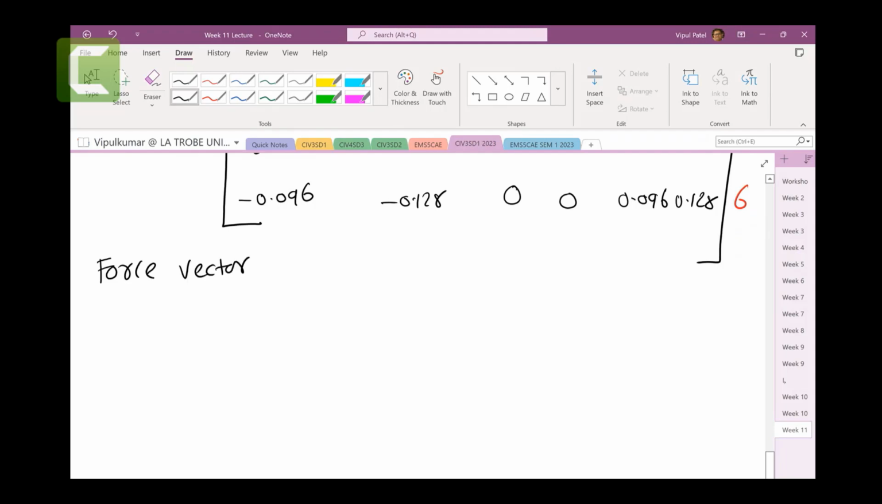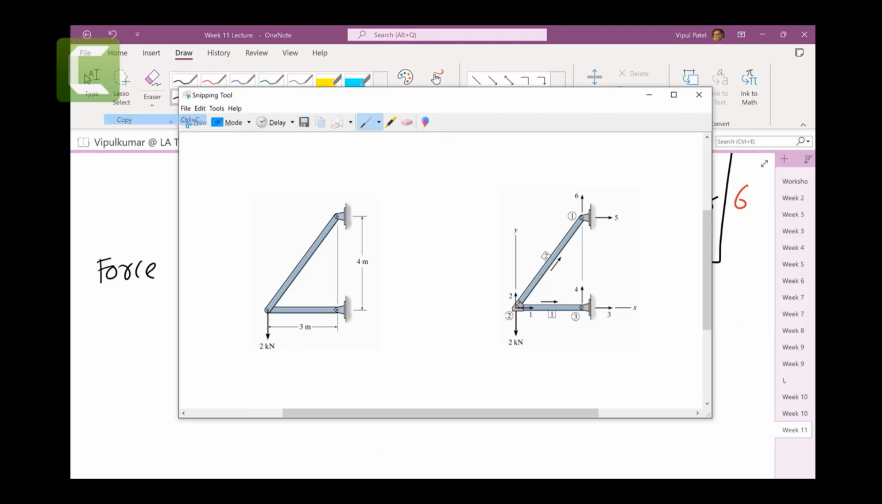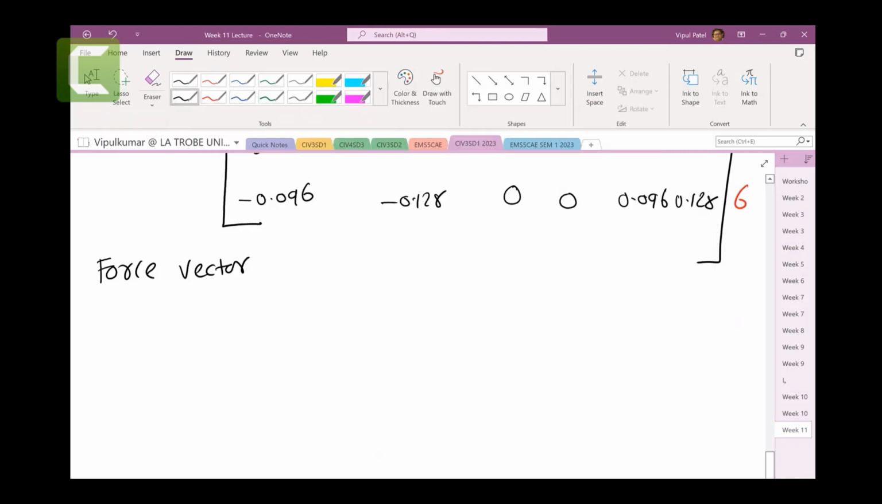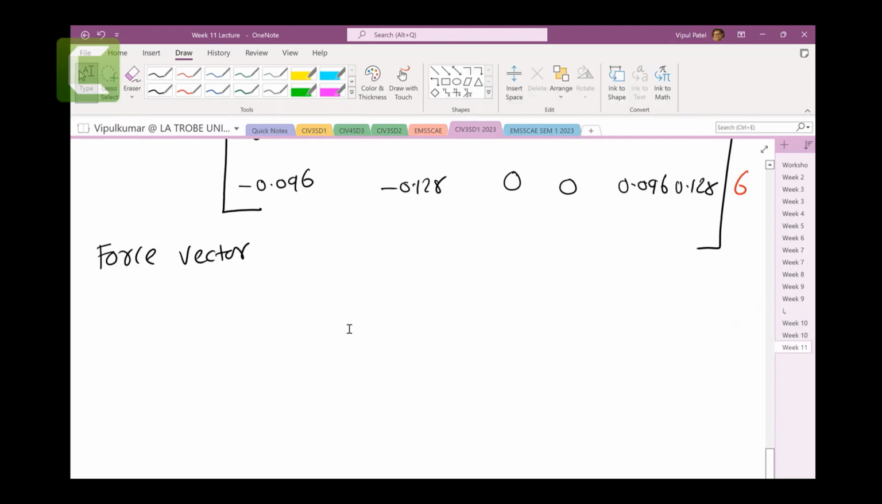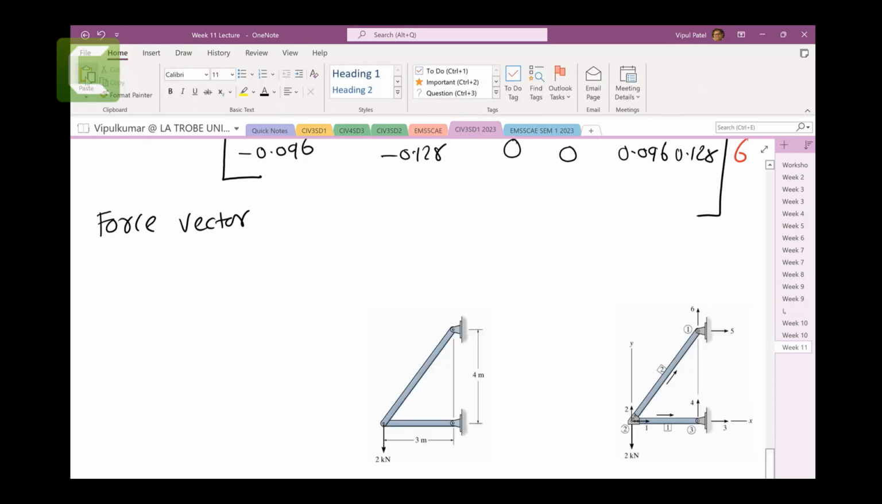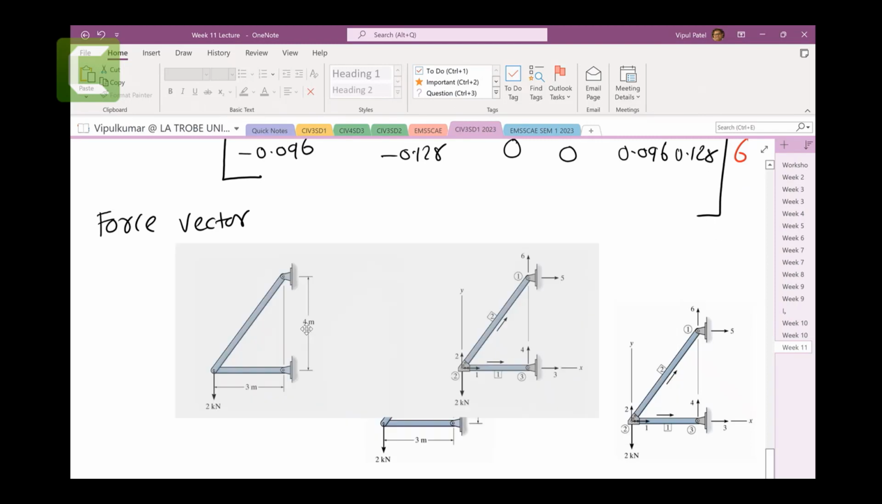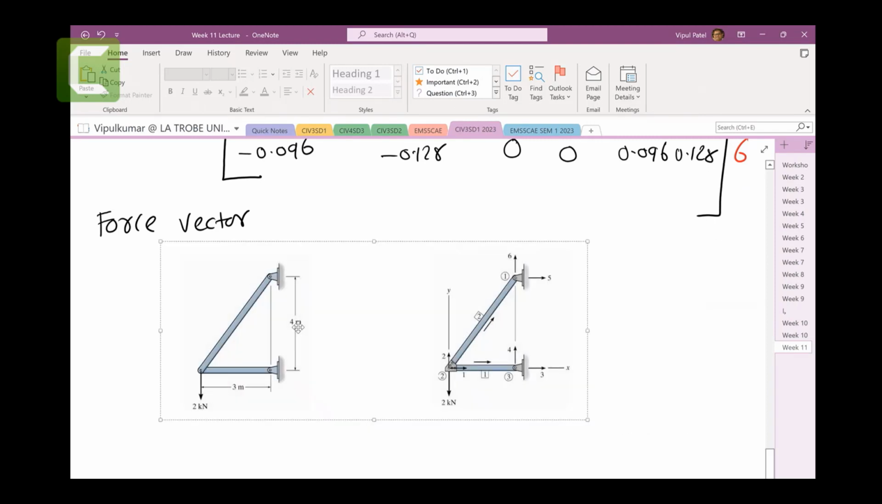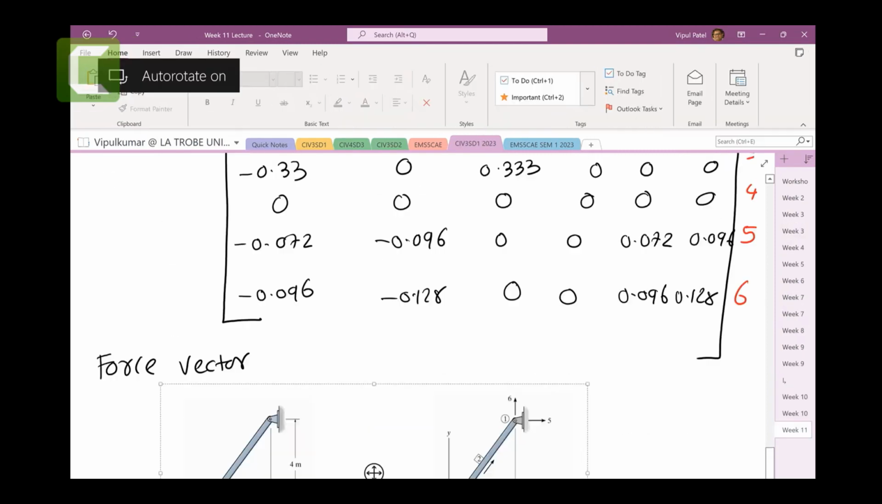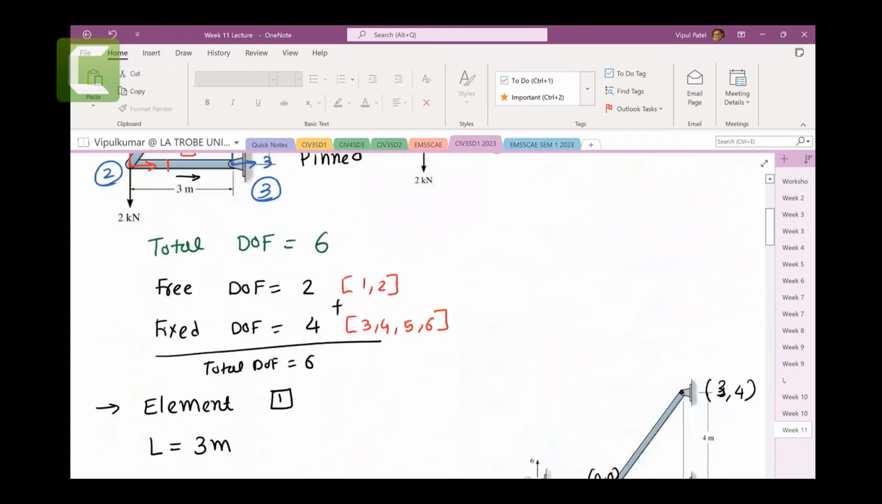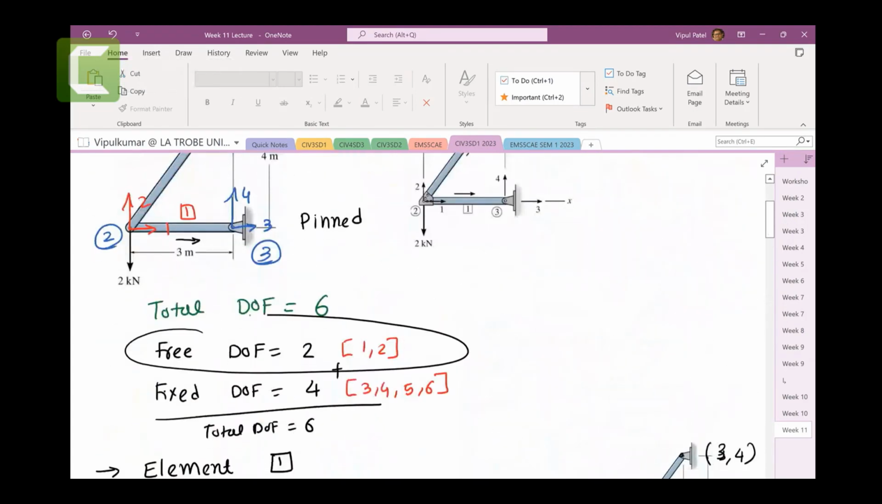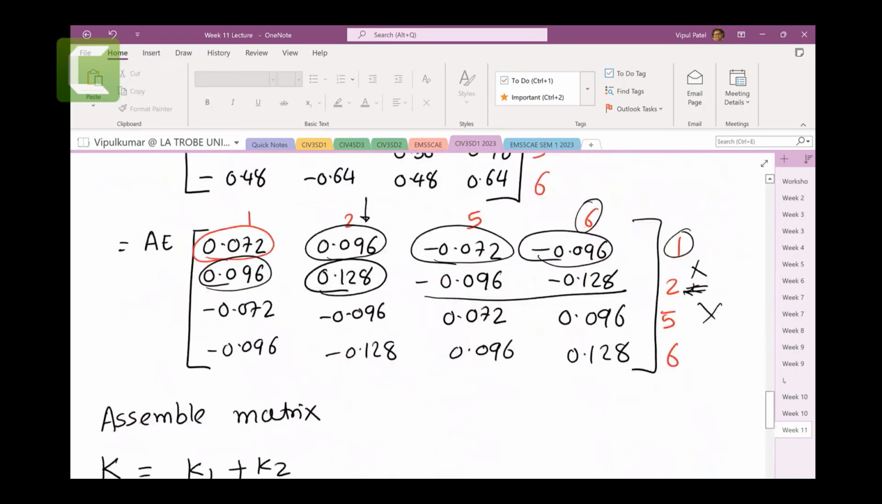How are we going to develop the force vectors? I'm going to show you. Now to develop the force vectors, we can just copy these ones and paste it here. Okay, so to develop the force vectors, you remember that we did this degree of freedoms, free and fixed. So here you go, free degree of freedoms and fixed degree of freedoms. You remember that, right? Free is 2 and fixed is this one.